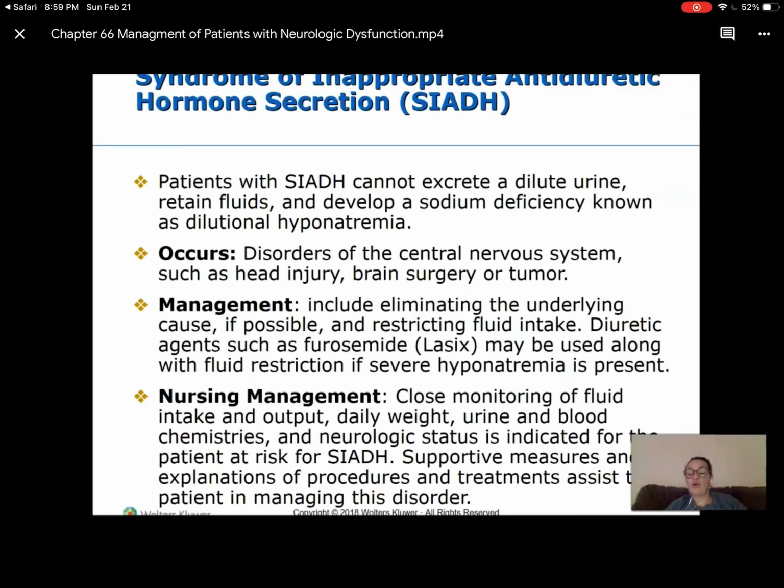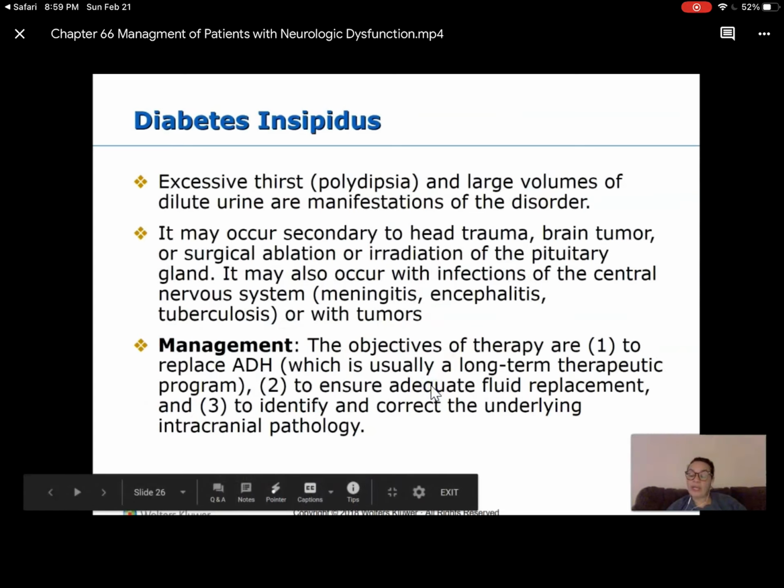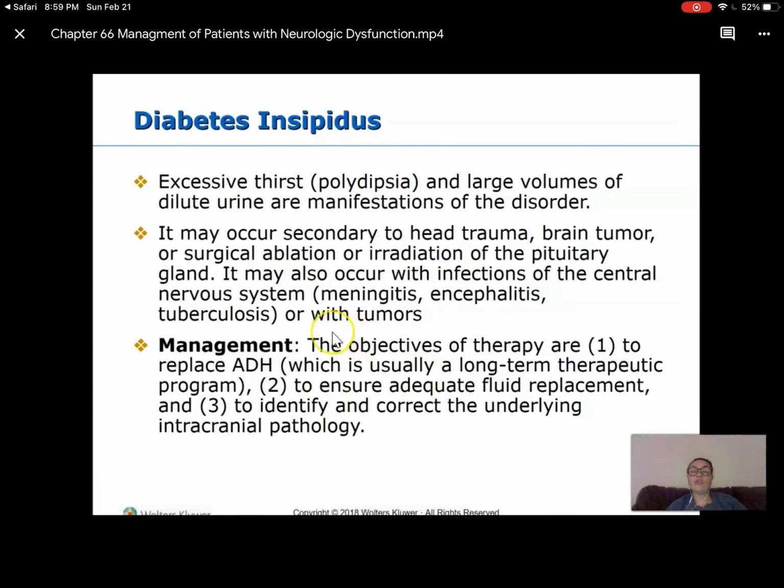All right, so here's the other complication, diabetes insipidus. No, this isn't type 1 diabetes. No, this isn't type 2 diabetes. This is a diabetes on its own. It has the same signs and symptoms. It's going to affect the patient in those same aspects. This isn't something a patient keeps, like type 2. Okay? So, excessive thirst, large volumes of dilute urine.